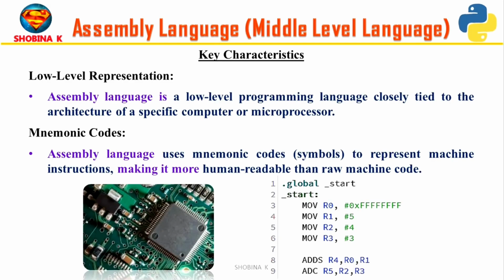Now let's see some characteristics of assembly language. First, low-level representation. Assembly language is a low-level programming language closely tied to the architecture of a specific computer or microprocessor. And thus it provides direct control over hardware resources, allowing for efficient utilization. Next, the mnemonic codes. We know that assembly language uses mnemonic codes or symbols to represent machine instructions. So it improves code readability and comprehension for programmers compared to raw machine code.